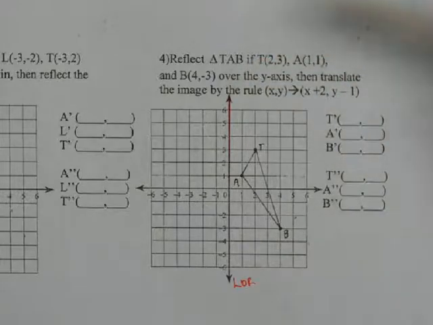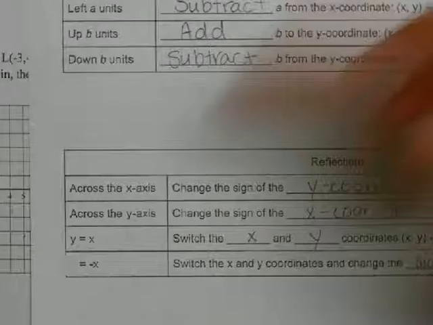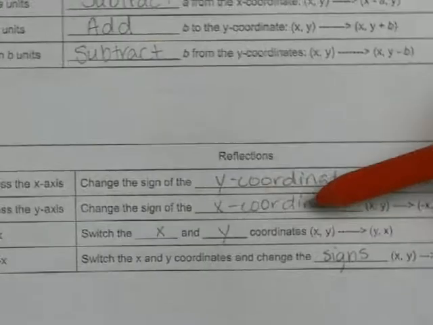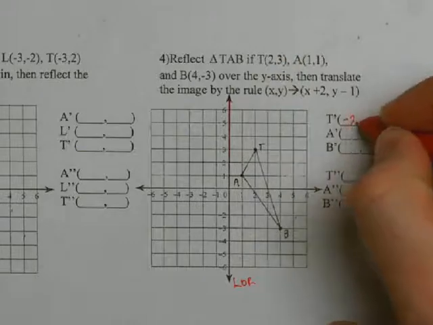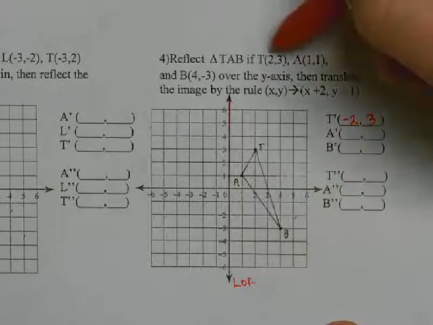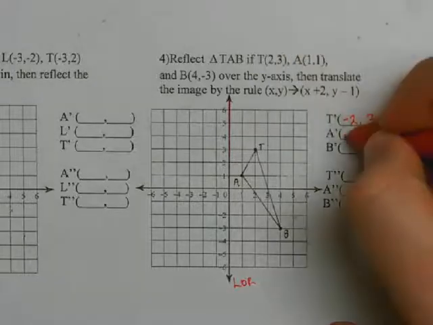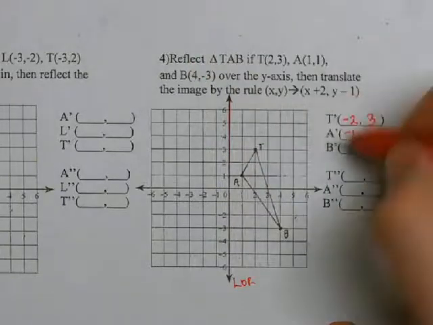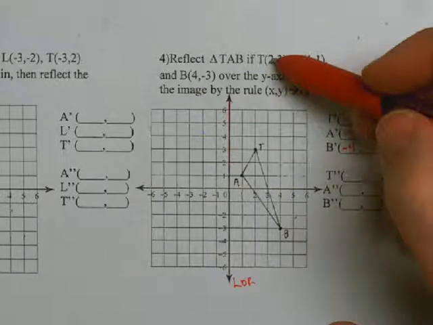So if you remember this sheet that looks like this, it's your reference sheet. So when you have a reflection across the y-axis, it says to change the sign of the x coordinate. Nothing else changes. You just change the sign of the x. So this would become -2, 3. Notice, I changed the sign of x, and I kept that to be the same. A would become -1, 1. B would become -4, -3. So none of my y's changed, but the sign of x changed.